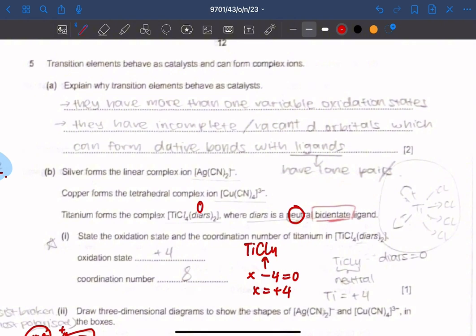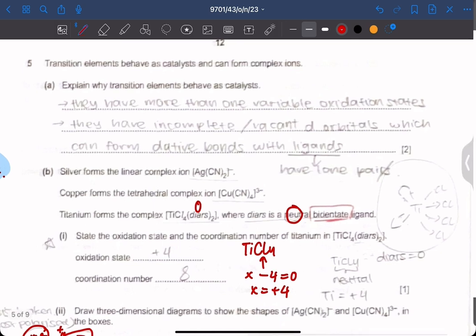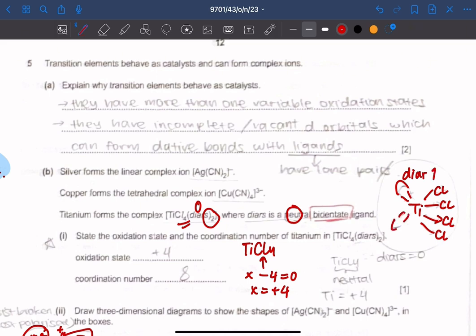And for the coordination number, because Ti is actually bonded to 4 Cl atoms, we should draw that first, bonded to 4 Cl atoms, and then there are 2 diars. 2 diars form 2 dative bonds each, so diars 1 and diars 2. So coordination number, how many dative bonds are formed? 1, 2, 3, 4, 5, 6, 7, 8. So the coordination number is 8.